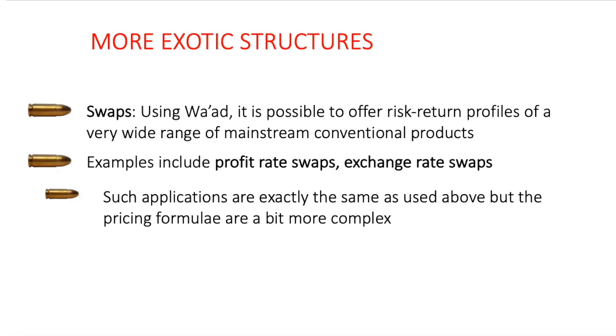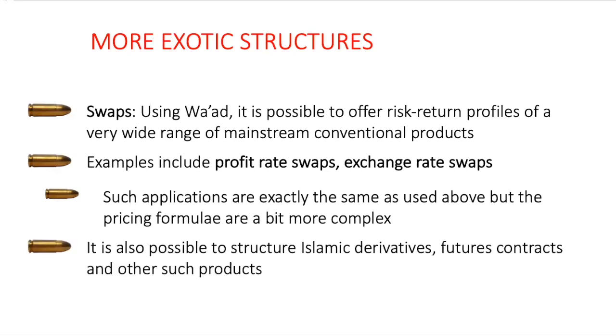So for example, if there is a sukuk being issued in Malaysia and this is ringgit denominated, however, international investors would like to invest in this ringgit denominated sukuk, then they would like to have access to a Sharia compliant exchange rate swap, which is structured around the concept of WAD as well. Such applications are exactly the same as used in this module, the first one, and of course this short selling example. They're very similar to these ones, although the pricing formulae in these swap structures may be a bit more complex. Given the utility of the WAD, it is now possible to structure Islamic derivatives, futures contracts, and other such products.